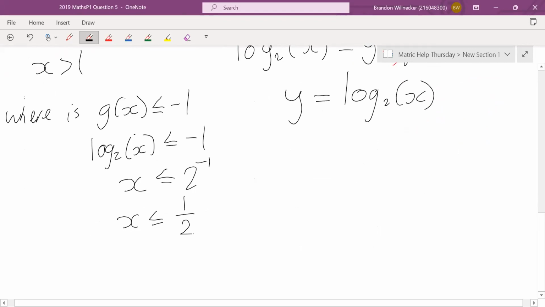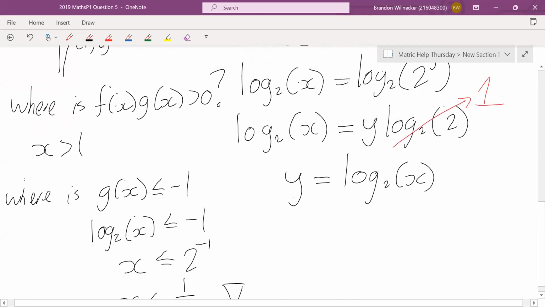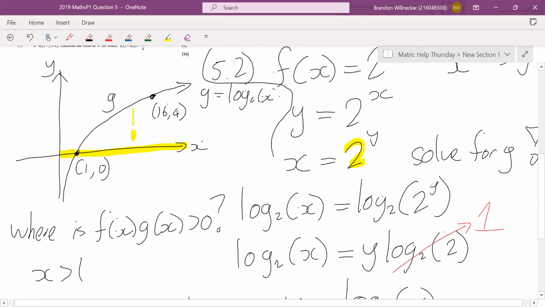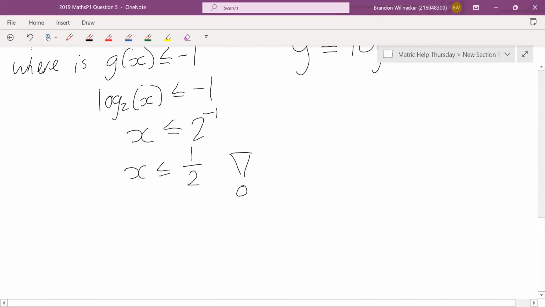However, very important note, it's not everything less than or equal to 1/2 because we've got this vertical asymptote at x equals 0. So we can't include anything before 0. So in fact, this is not our final answer. We need to include 0. So 0 is less than x is less than or equal to 1/2.